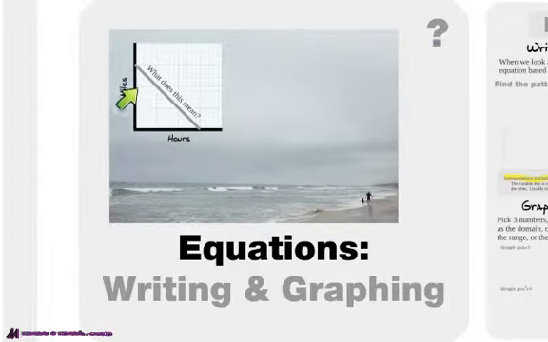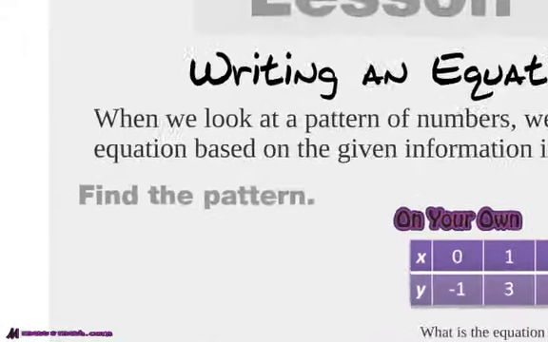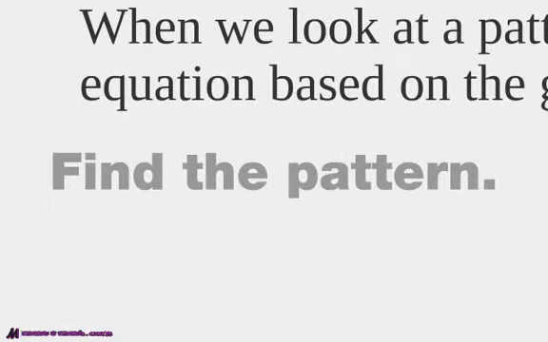Does that make sense? This is the idea there. As time progressed, our distance to the hat decreased. That's what that graph can tell us, having to do with miles and hours. Many other things that we can look at too. So let's talk about how we write an equation. When we look for a pattern in numbers, we can write an equation based on the given information, say in a table. So we can find a pattern, and let's do it.